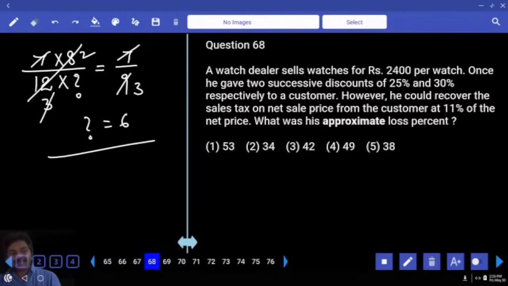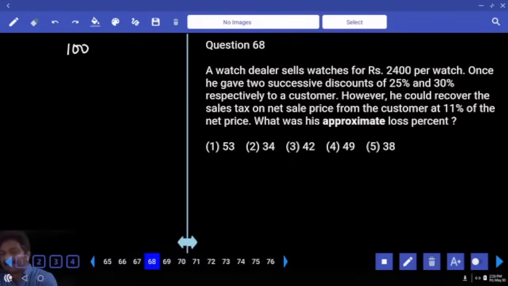A watch dealer sells watches for 2,400 per watch. Once he gave 2 successive discounts of 25% and 30% respectively to a customer. However, he could recover sales tax on the net sale price from the customer at 11% of the net price. What was the approximate loss percentage?